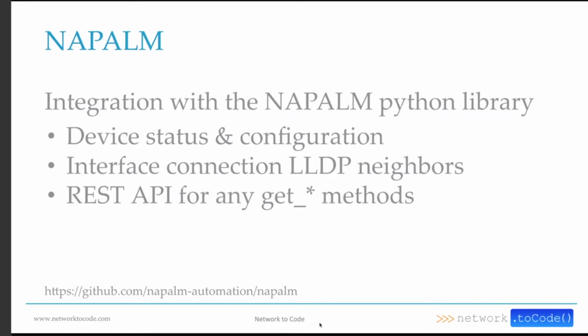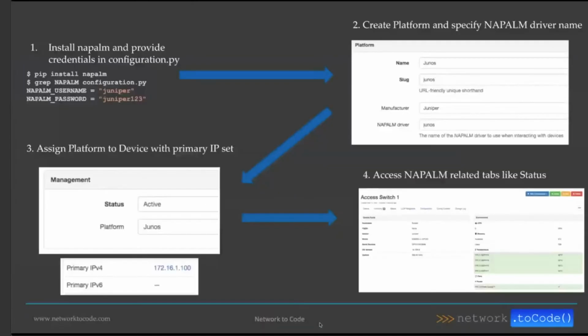If you want to make use of this feature, all you have to do is pip install NAPALM in the same runtime environment that you've got NetBox running in. And then you need to add a couple of configuration parameters to your NetBox configuration. There are more than just those two available for different use cases within NAPALM, but to get started, you just need your credentials to connect to the device.